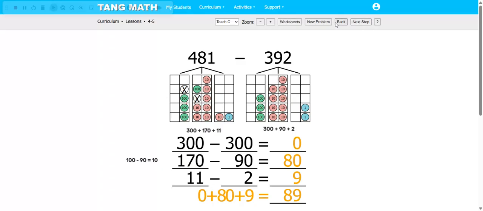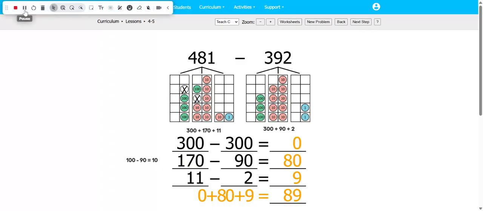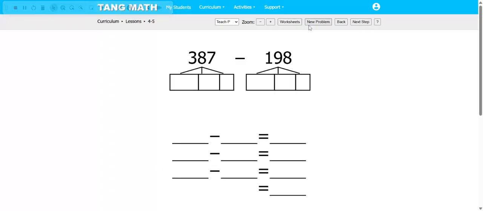Now, let's try one more, only this time I'm going to take away my place value disk. Now we're going to use number bonds to help us. The first thing we're going to do is decompose each number. I want you to decompose them on your desk using your marker. Decompose the first number, 300 plus 80 plus 7. These are just number bonds. Instead of circles, I'm using squares. And I'm going to decompose 198.